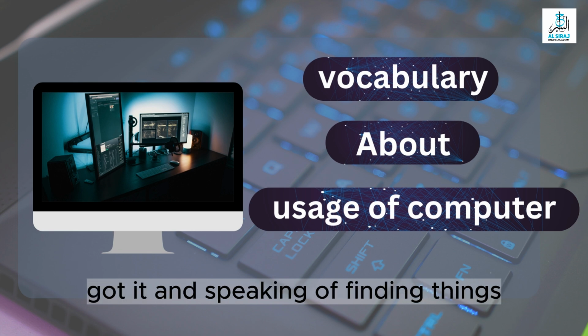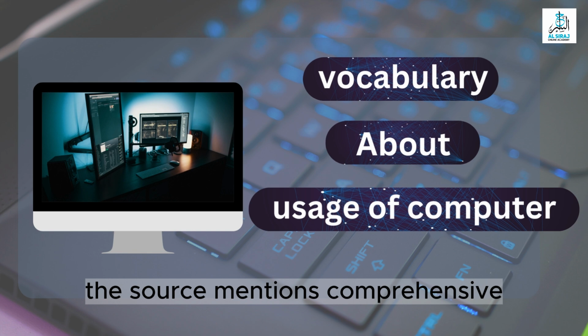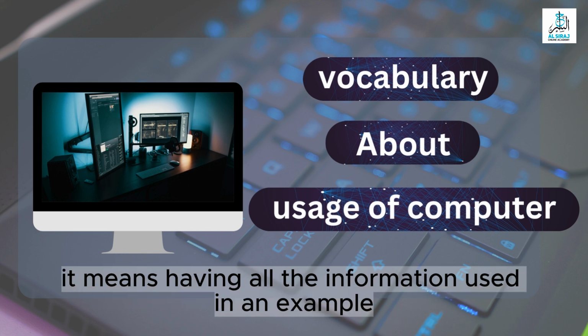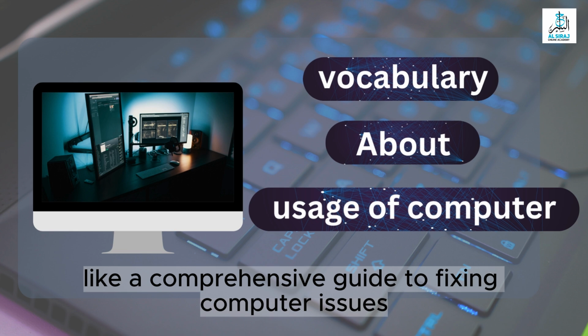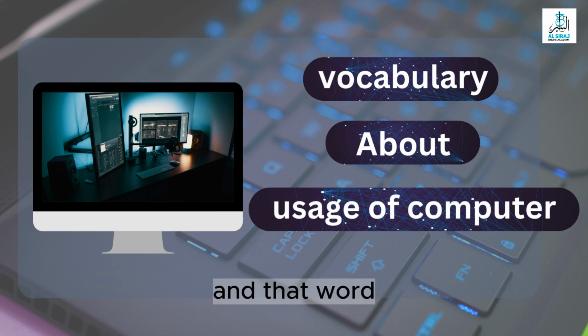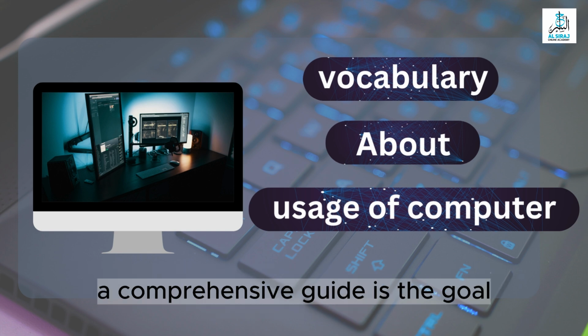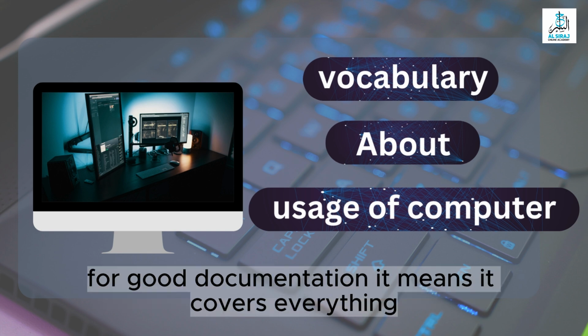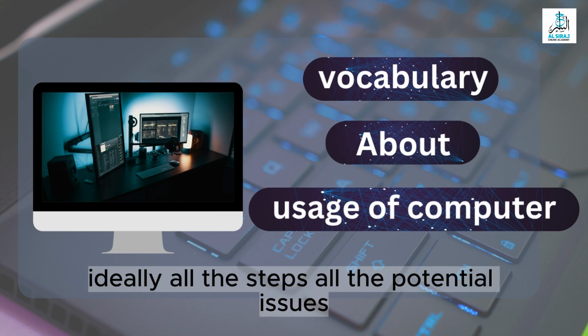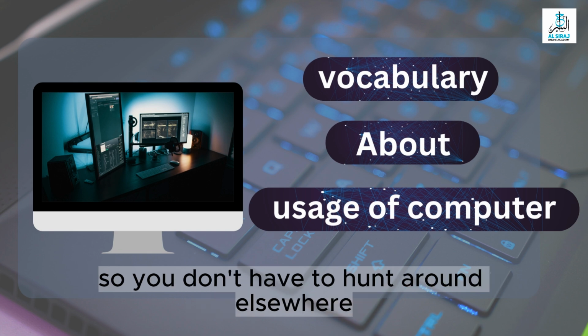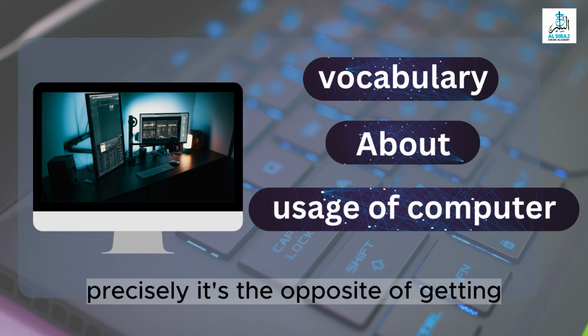Got it. And speaking of finding things, the source mentions comprehensive. It means having all the information, used in an example like a comprehensive guide to fixing computer issues. And that word highlights something really valued in tech fields, right? A comprehensive guide is the goal for good documentation. It means it covers everything, ideally. All the steps, all the potential issues. So you don't have to hunt around elsewhere. Precisely. It's the opposite of getting bits and pieces of information.